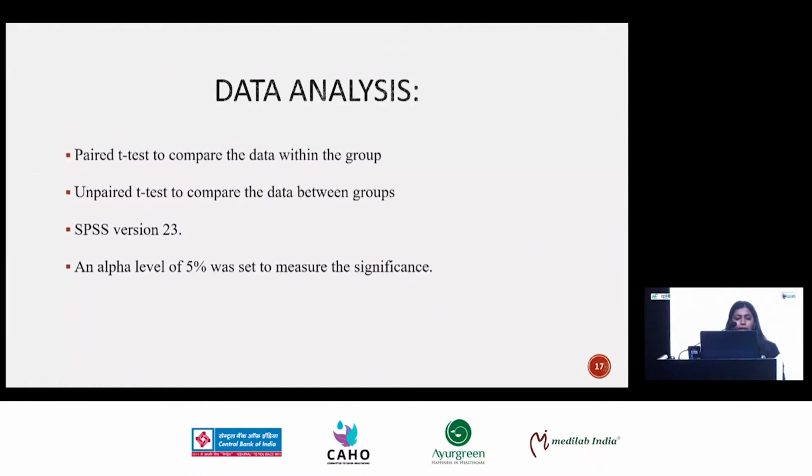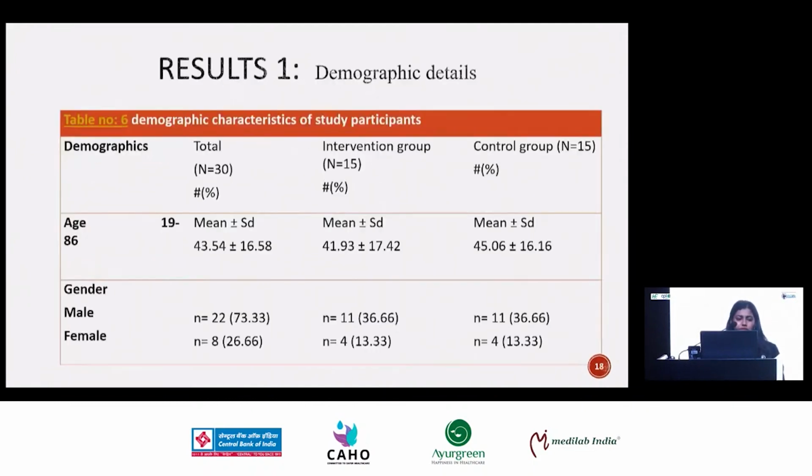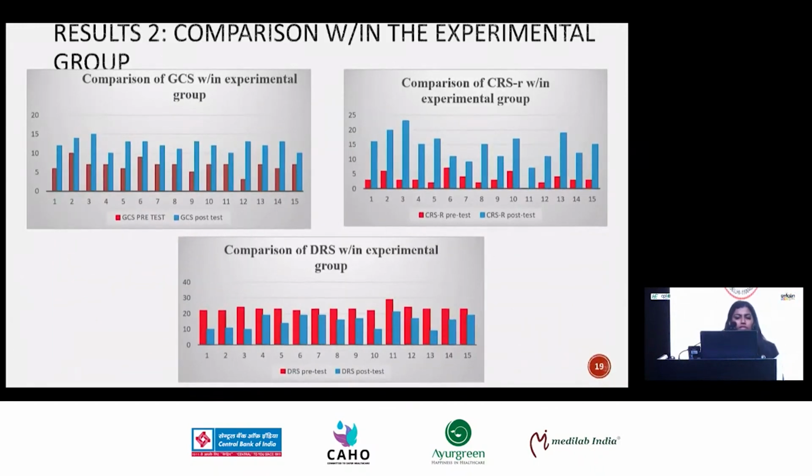Data analysis: paired t-test was used to compare the data within the group. Unpaired t-test was used to compare the data between the groups using SPSS version 23. An alpha level of 5% was set to measure the significance. Results: demographic data. A total of 30 patients were involved, out of which 22 were male and 8 were female. The mean age was 43; in the intervention group it was 41, and in the control group it was 45.